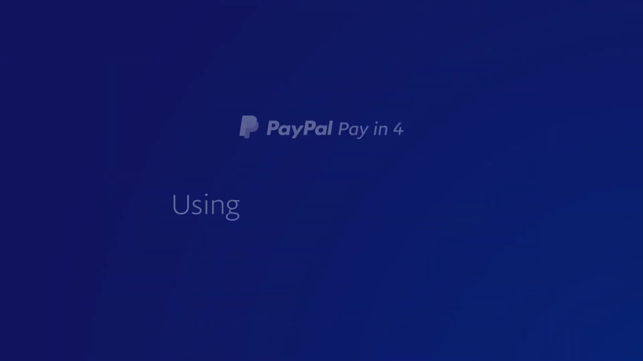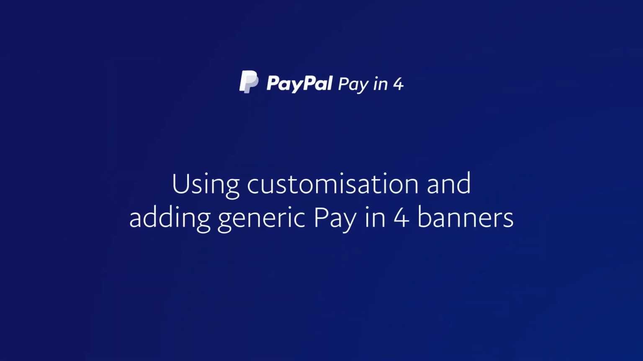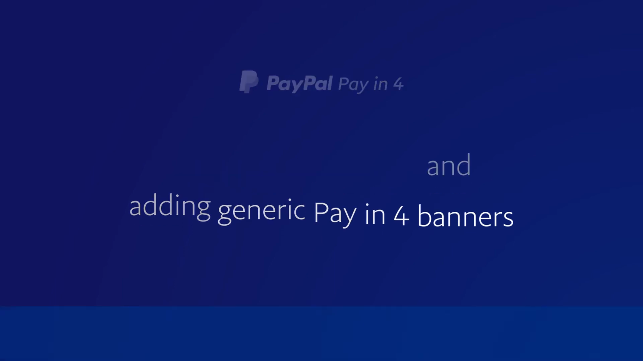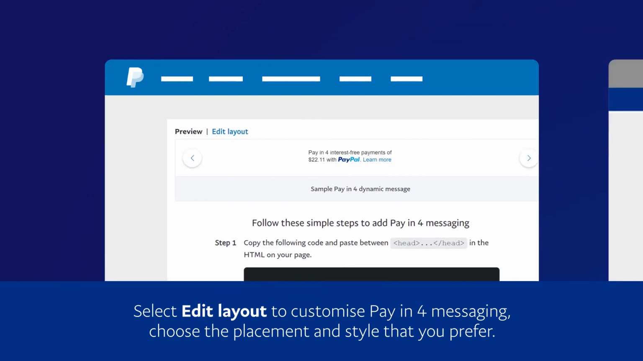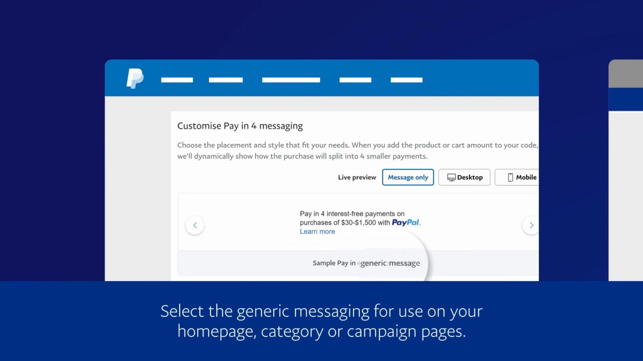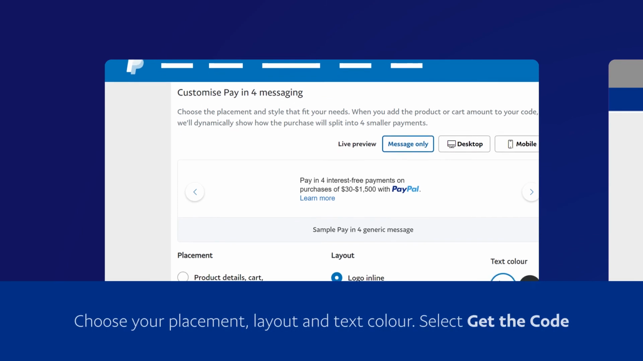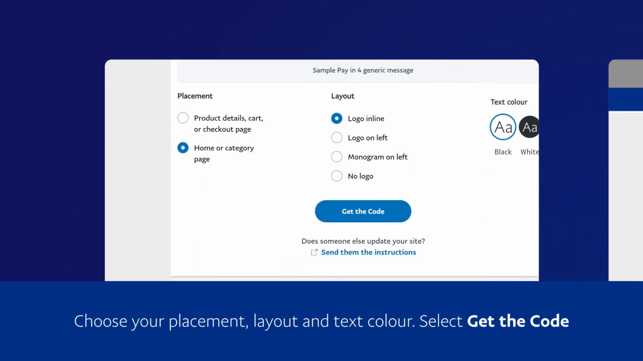Using customization and adding generic Pay in 4 banners. Select Edit Layout to customize Pay in 4 messaging and choose the placement and style that you prefer. Select the generic messaging for use on your homepage, category, or campaign pages. Choose your placement, layout, and text color. Then select Get the Code.